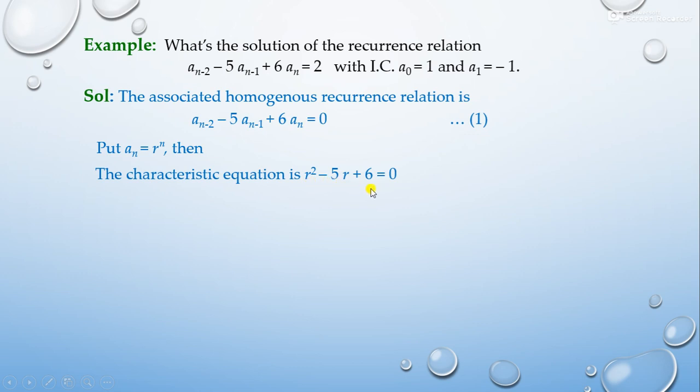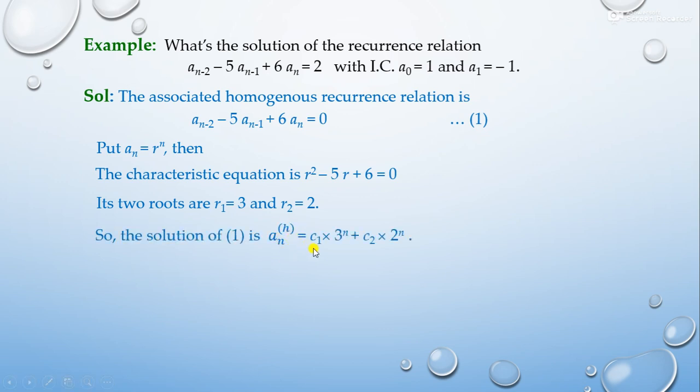Now we can see that this is a quadratic equation. So what are the roots of this equation? It has two roots, that are 3 and 2. Right? Now what is the homogeneous solution in this case? Because we see that these roots are different, the homogeneous solution is an is equal to c1 3 raised to the power n plus c2 2 raised to the power n, where c1 and c2 are constants. It depends on you, you can also take b1 and b2, these all are constants, that doesn't matter.